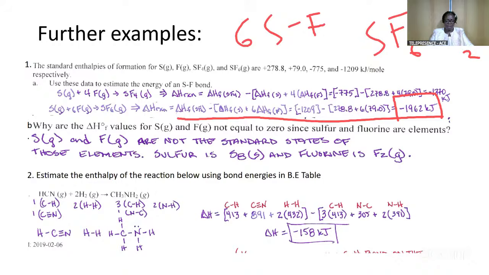Some of you asked me the question why the oxygen molecule has delta H of formation of 0, and I explained to you that that is the standard state in which it occurs. So for these elements, you will naturally think that, oh, they are elements, but they are not in their standard state. So always bear in mind the standard states of any atom or molecule that you are considering. So the second example here says, estimate the enthalpy of reaction below using bond energies in the bond energy table.